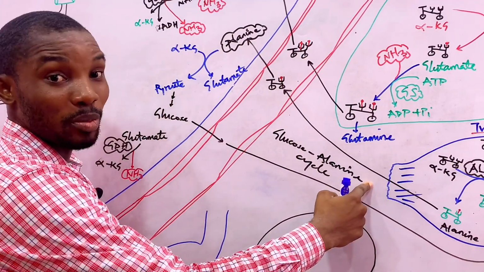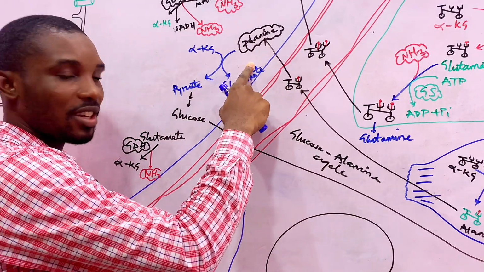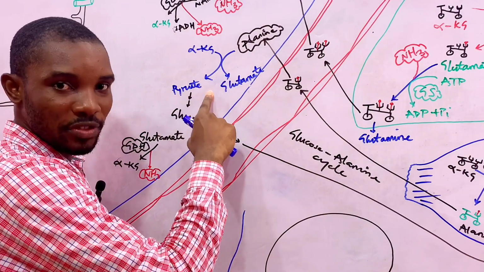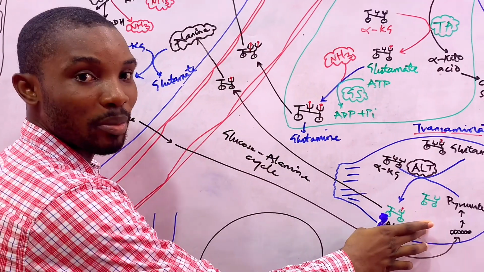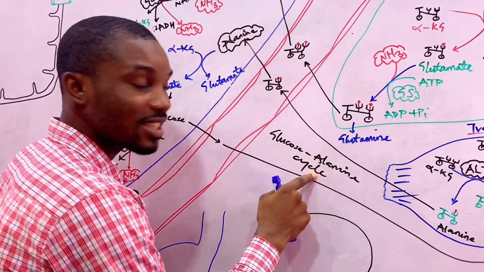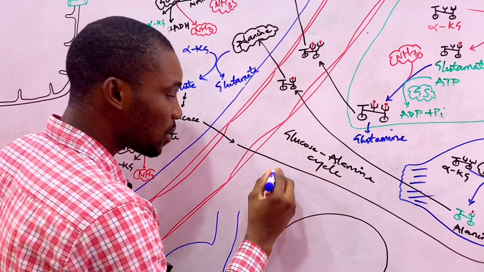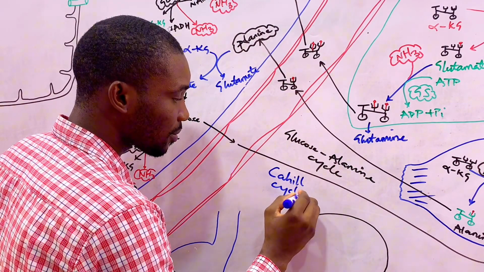alanine being produced by the muscle and then entering the liver. And then in the liver, transamination reaction occurs to form pyruvate and then to form glucose. And the glucose is now transported through the blood into the muscle back. So this cycle is known as this glucose alanine cycle, also known as the Cahill cycle.